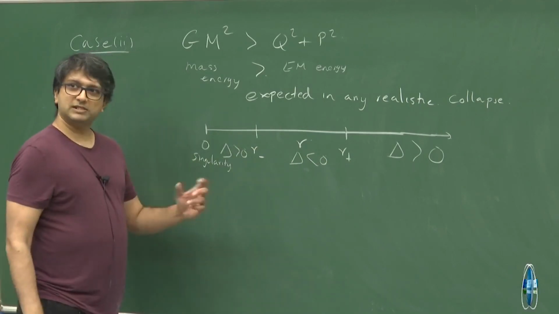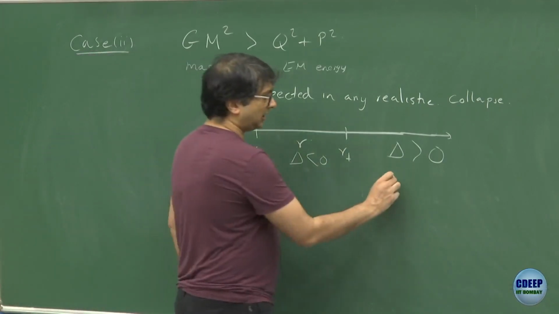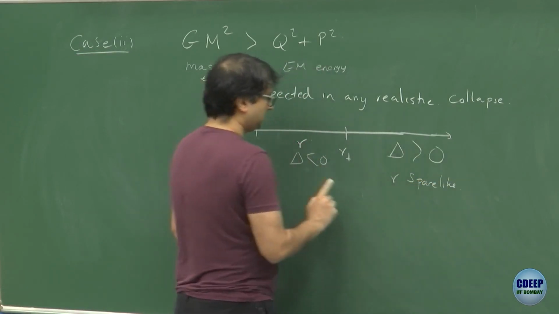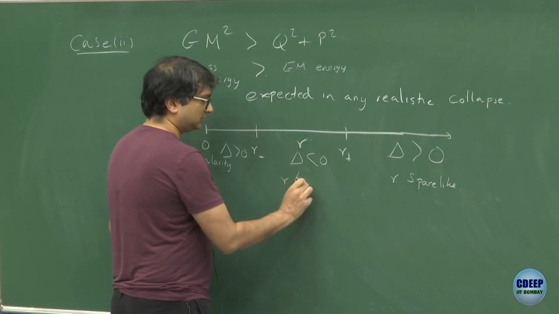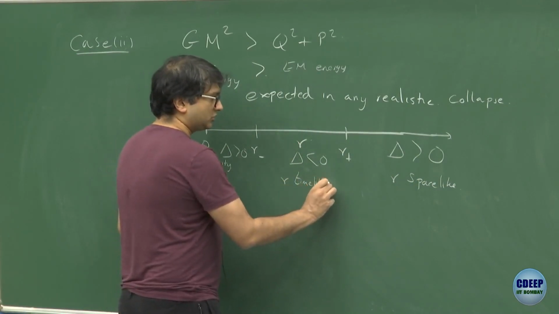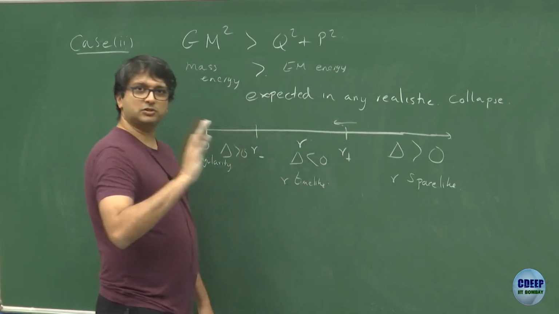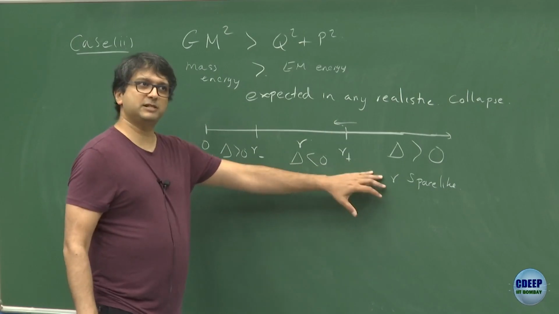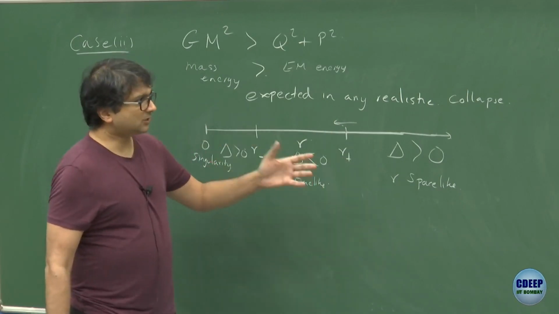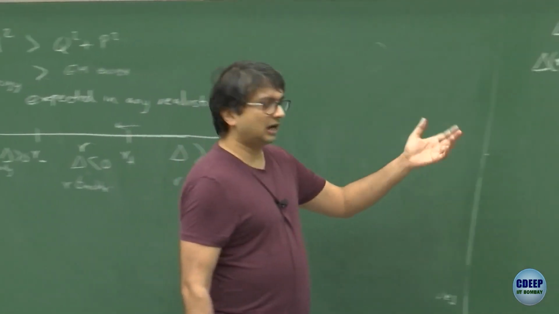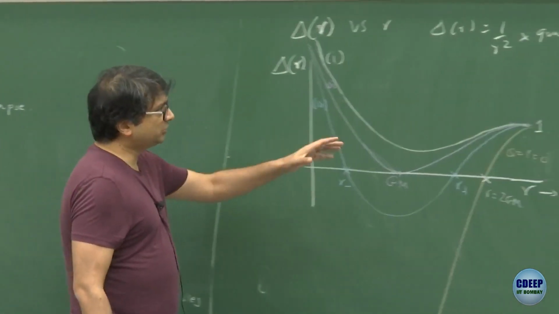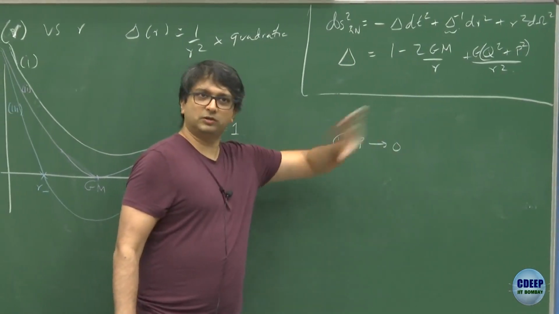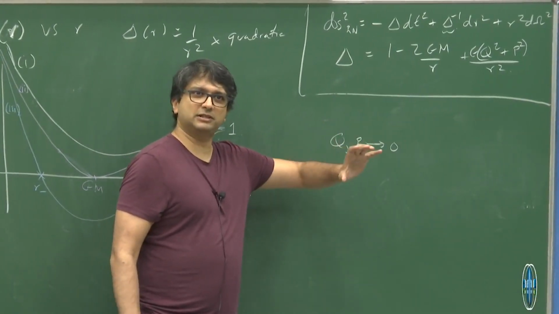So what does that mean? It means over here, R is a space-like coordinate, but here R is going to be a time-like coordinate. So crossing R plus will be just like crossing the Schwarzschild horizon, where R switches from being a space-like to a time-like coordinate. So there is a coordinate singularity at R plus and R minus, but the solution is valid both to the left or to the right of R plus and R minus.